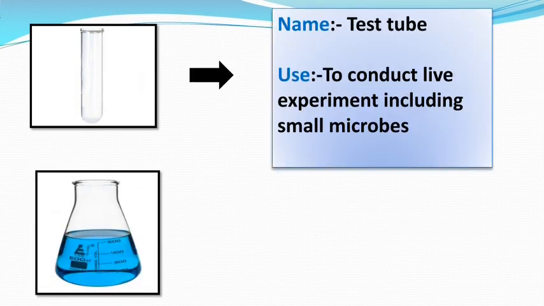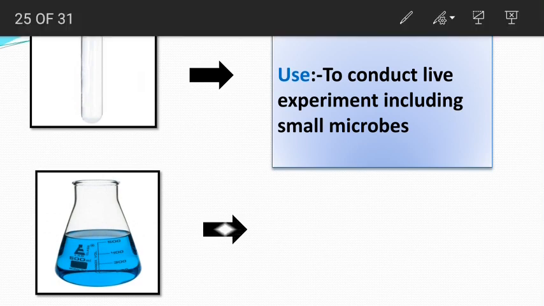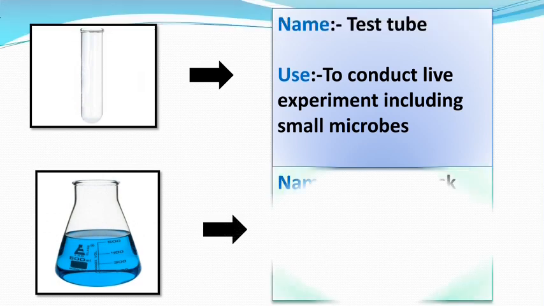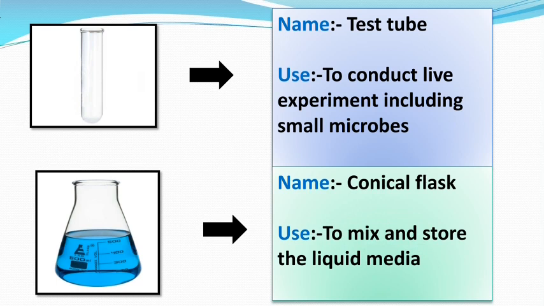Test tube. To conduct live experiments including small microbes, or at the time of serial dilution, we can use the test tube. Then conical flask, to mix and store the liquid media. These are common glasswares we always have.